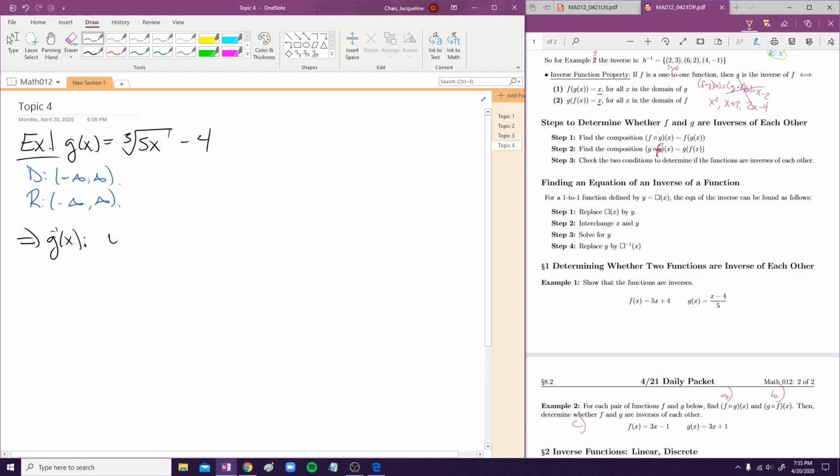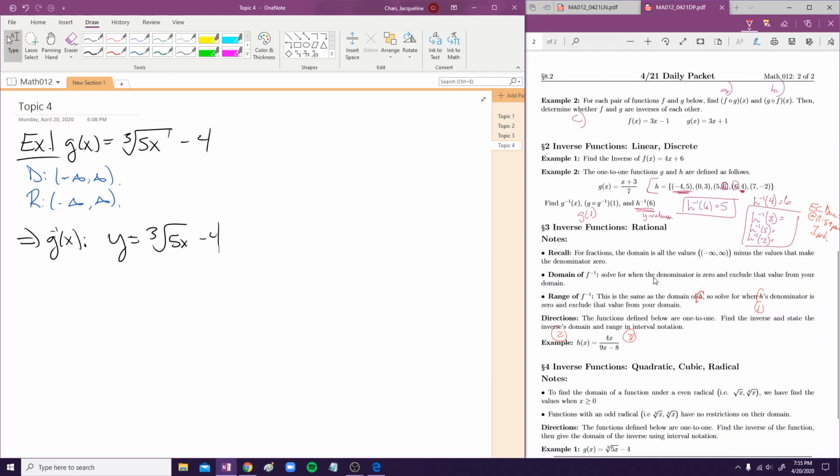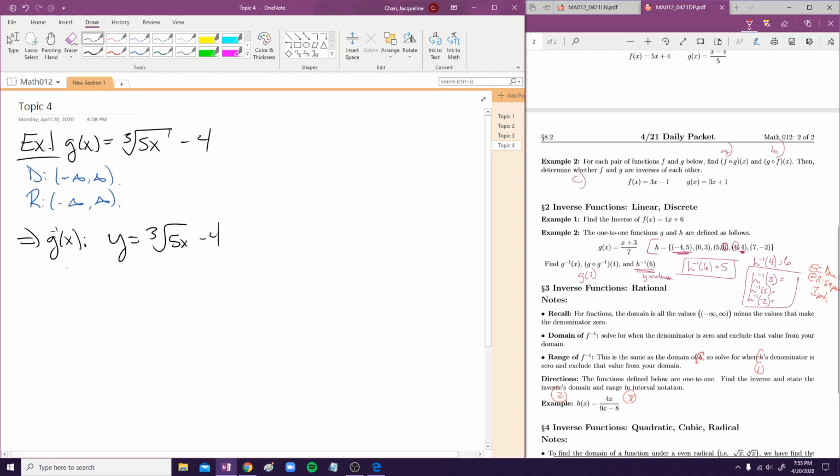So how do we do that? This is going to be y is equal to the cube root of 5x minus 4. Yeah, 5x minus 4. And now we're going to interchange x and y, and we're going to solve for y. So remember, when we have a radical under the variable that we want, we have to isolate it. So we're going to add 4 to both sides.